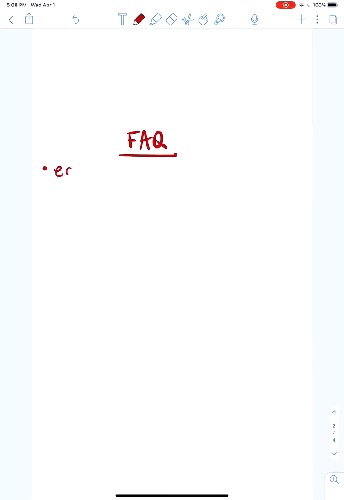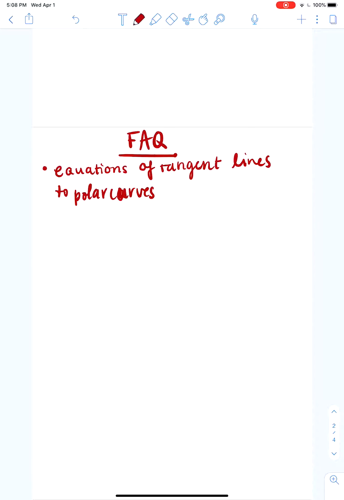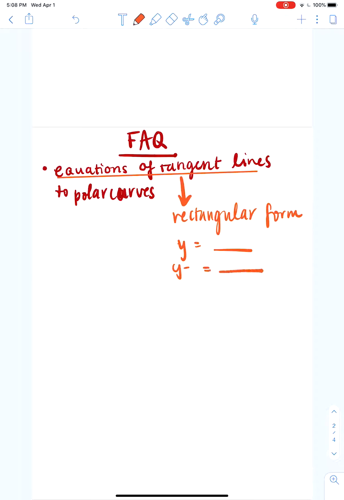One question was about equations of tangent lines and polar curves. The question was when should we change into rectangular form for polar versus leave it in polar form? My response is usually when it asks for an equation of the tangent line, that's when we want it in the rectangular form. So y equals something, or y minus something equals something.